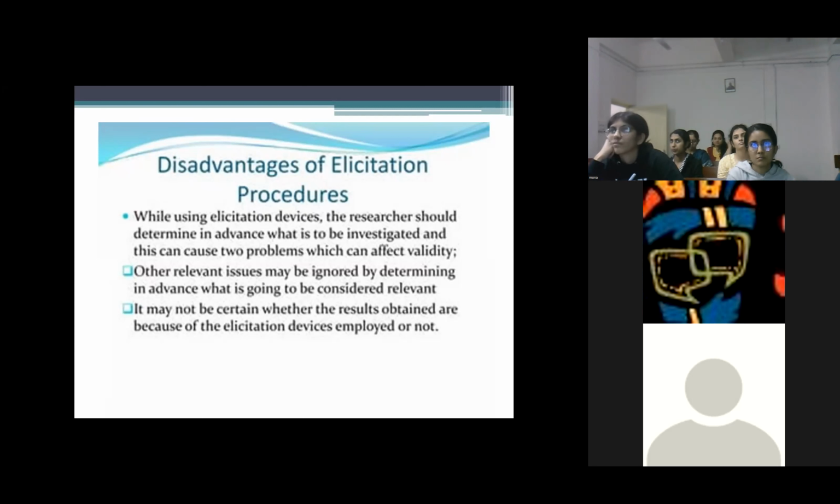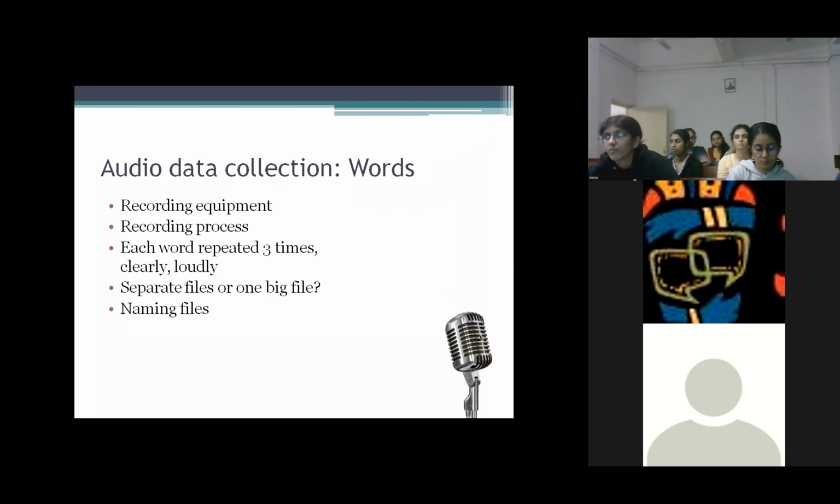ठीक है, other relevant issues may be ignored while determining in advance what is going to be considered relevant. ठीक है और कभी कभी ऐसा भी हो सकता है कि आप कुछ information elicit करना चाह रहे हैं और उसके चक्कर में आप इतना सारा data इकट्ठा कर लें कि जो information आप elicit करना चाहते थे वो बीच में कहीं खो गई, and you become busy with other information anyway.